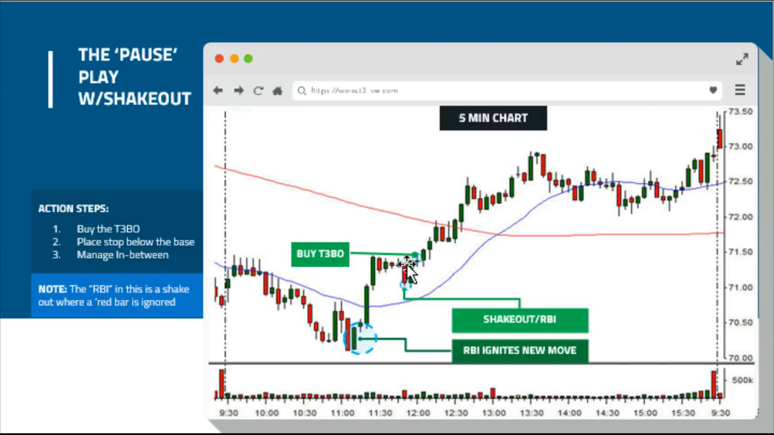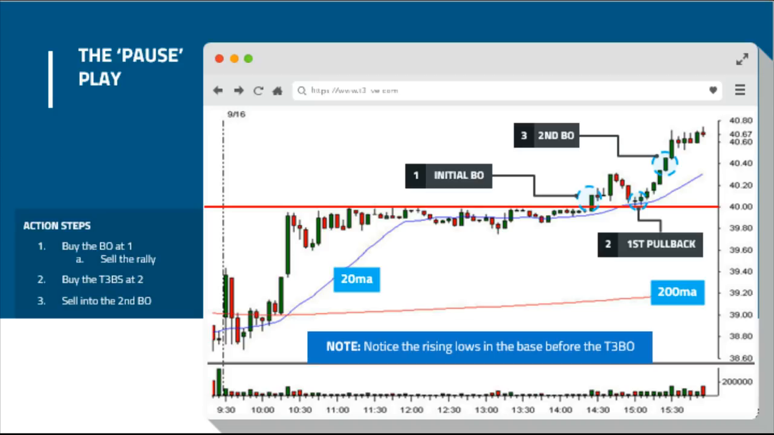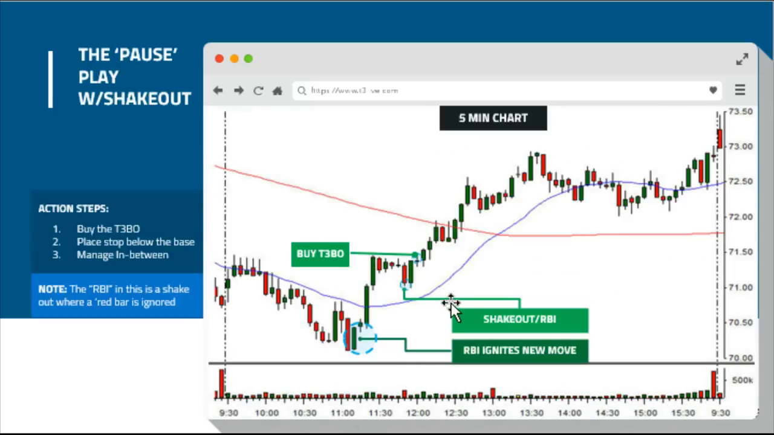This was a little different, but it's still beautiful because it went to the prior top and based there. Plus, it shook out. That's a shakeout. And then went back up and gave you a 1, 2, 3 long. So this was good, but you have to be more experienced to see it. Okay? These are easy to see. Again, a caveman can do it. Those are easy to spot. That's not as easy to spot. But this was really good too. The pause play with a shakeout.